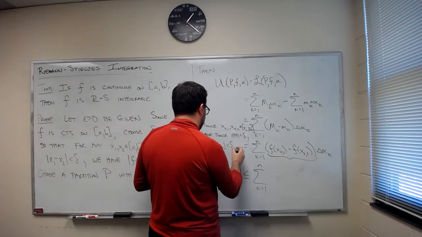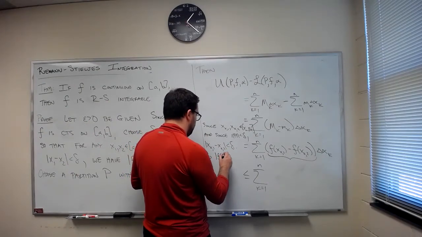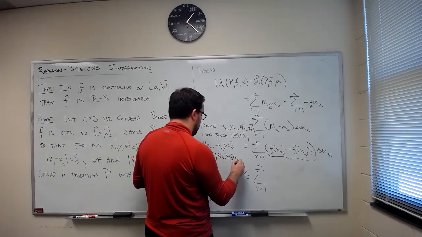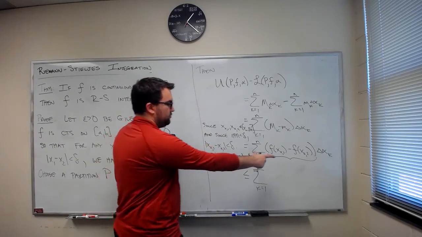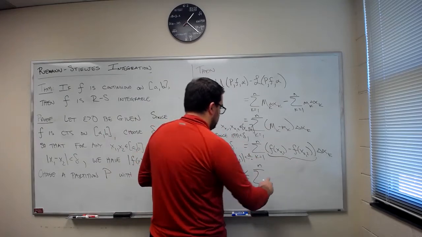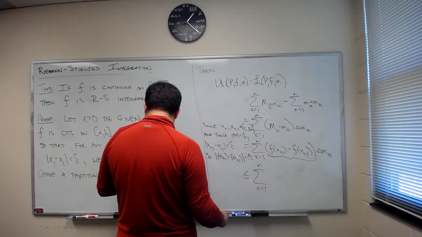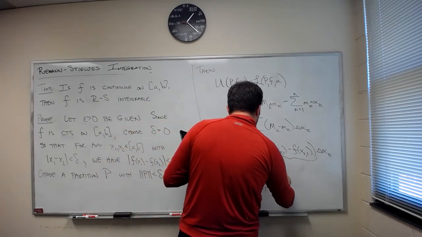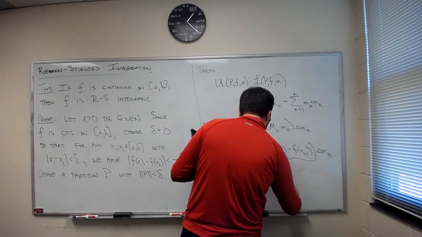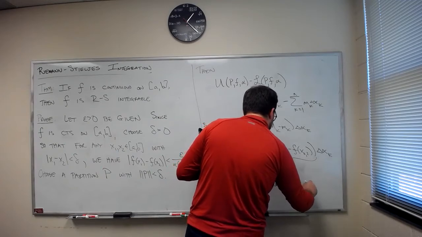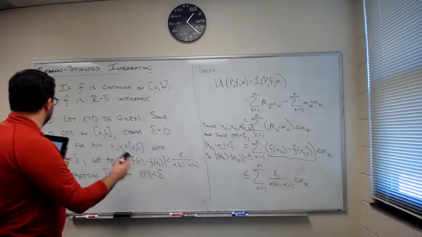So f of x_{k,1} minus f of x_{k,2} must be less than epsilon over that stuff. Okay, so that's what I'm going to use here then. So this I can make less than, actually, yeah, I need to put a less than or equal to in there, less than or equal to epsilon over alpha of b minus alpha of a times delta alpha k. All right, I'm almost done here.